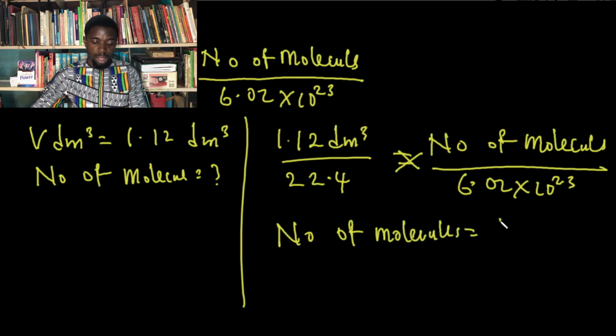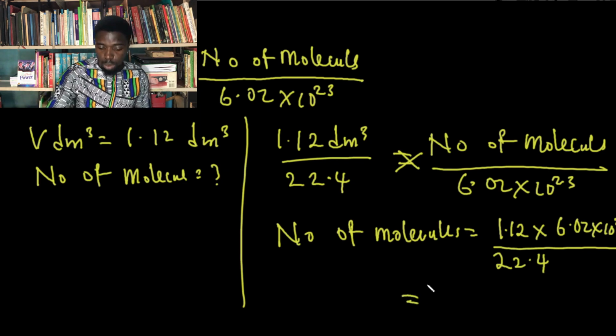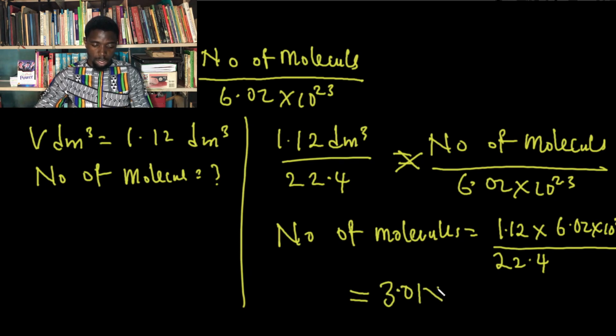We are going to have 1.12 times 6.02 times 10 raised to the power 23, all divided by 22.4. If this happens, what are we going to have? Our answer is going to be 3.01 times 10 raised to the power 22 molecules.